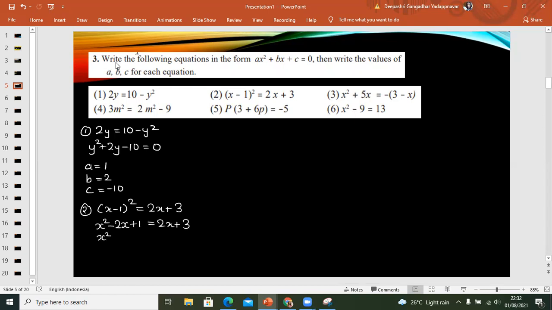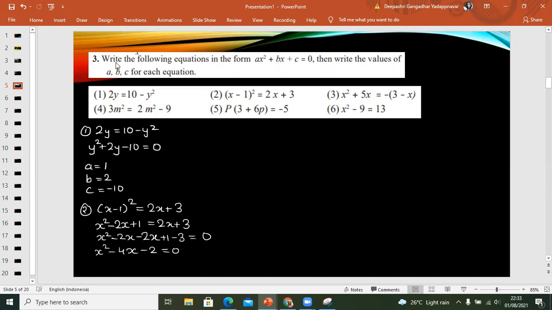So x square minus 2x. This 2x on the right, we will bring it to the left. It will become negative 2x. This plus 1 plus 3 will become negative 3 on the left equals 0. So whenever we move the number to the other side, the sign will change. Here x square minus 2x minus 2x will give negative 4x, plus 1 minus 3 will give negative 2 equals 0.